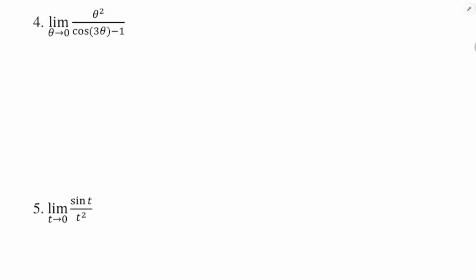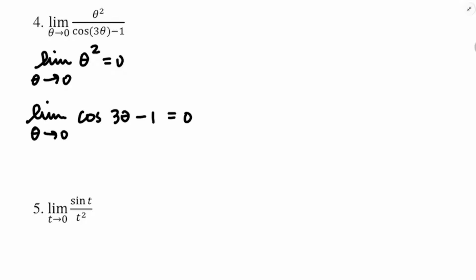Okay, so I'm thinking about the limit of the numerator. Theta squared, as theta goes to 0, that's going to be 0. And the denominator, cosine of 3 times 0, that's cosine of 0 minus 1, that's going to 0 as well. So I'm going to apply L'Hopital's rule.